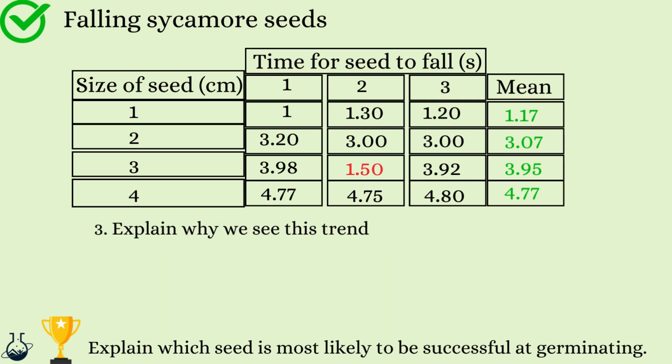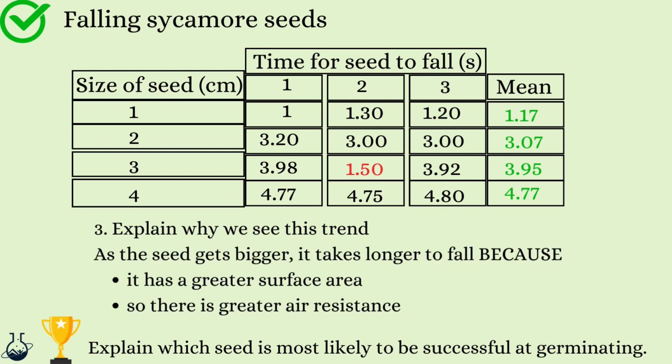Now we can explain why a larger seed takes longer to fall. Here I need to use the word because and draw on my knowledge from what I already know. It might look like this. As this seed gets bigger, it takes longer because it has a greater surface area, and so there is greater air resistance. Here I am providing a reason for my description. I am saying why it takes longer for a larger seed to fall.